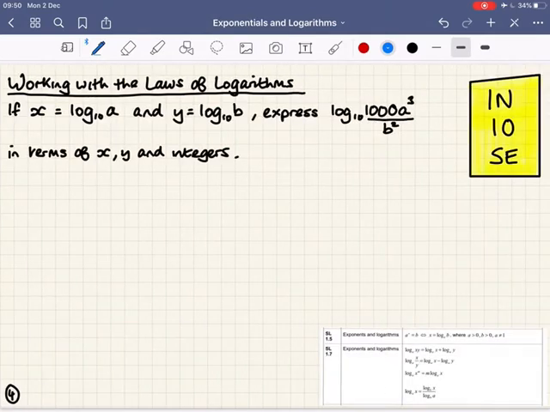This is a popular question. I've seen there's a lot in different textbooks where we're given an expression x equals log to base 10 of a and y is log to base 10 of b. And we're given an expression that we need to rewrite in terms of x and y and any integers that happen to be left over too. So our tactic here is to split this out as best we can so that we end up with log to base 10 of a and log to base 10 of b on its own, so we can replace it with x and y. So let's have a go at doing that.